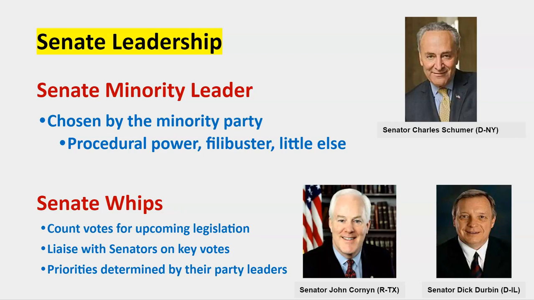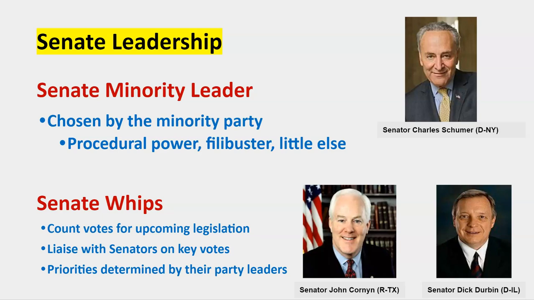Now, the Senate whips are basically the vote counters. They're the ones that are whipping their party into shape in terms of getting them to fall in line with the way the party wants them to vote. They count the votes. They are the vote counters. And they're going to work with senators and their staffs on those votes that are coming up and the priorities that their party has. The majority whip in the Senate is John Cornyn.